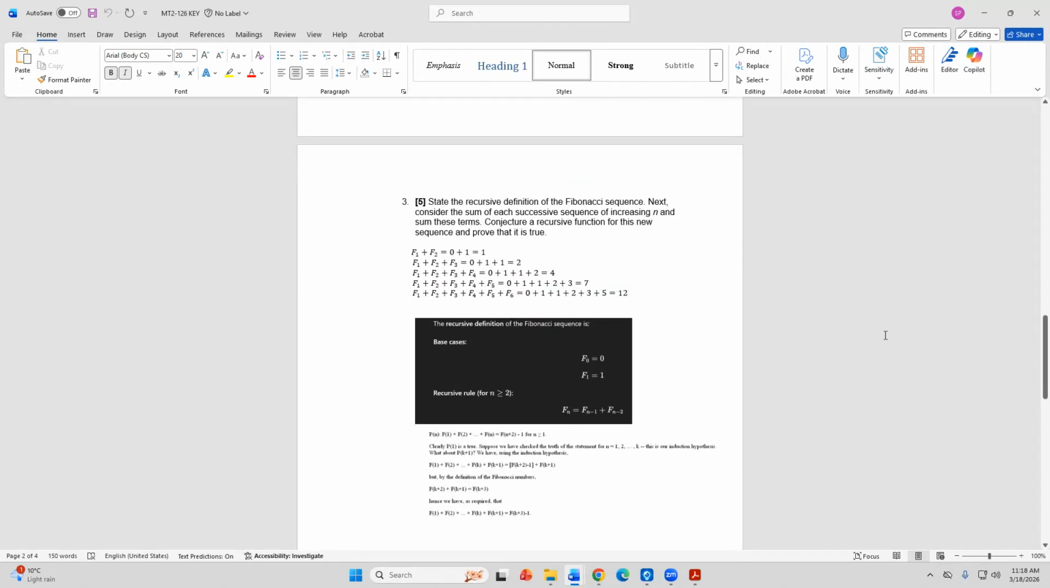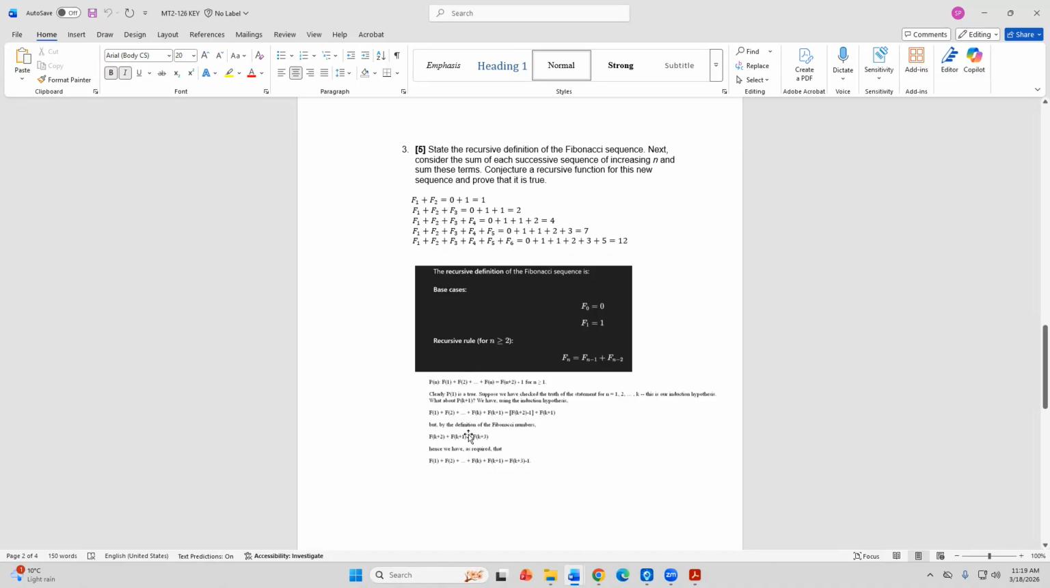Here, this was interesting. So state the recursive definition of the Fibonacci sequence. Well, that's it right there. And next, consider the sum of each successive sequence of increasing n and sum these terms. That would be these: 1, 2, 4, 7, 12, a whole new sequence. And so conjecture that sequence. And well, we do that here.